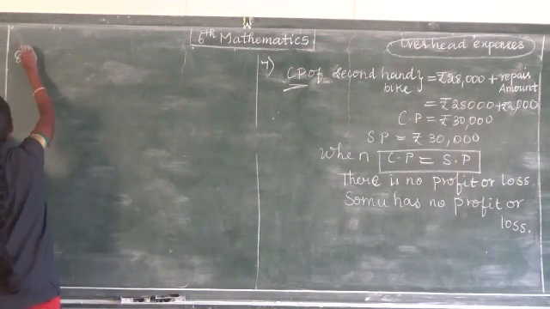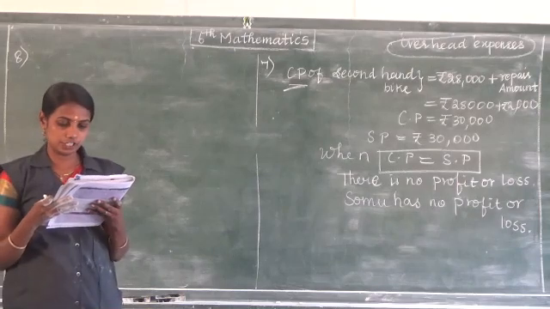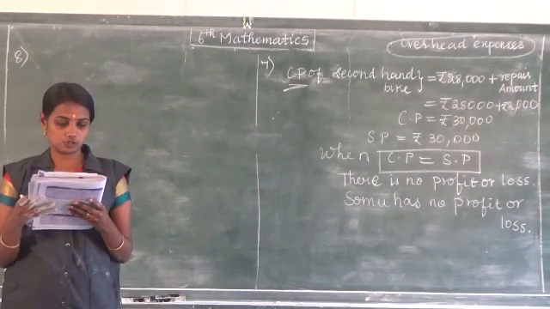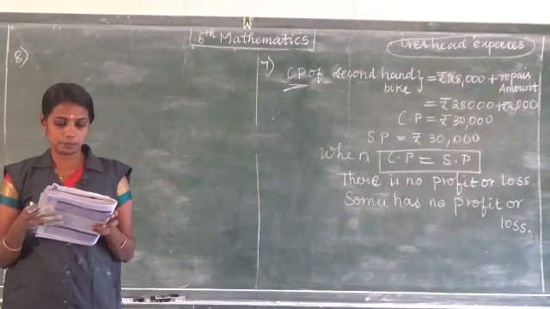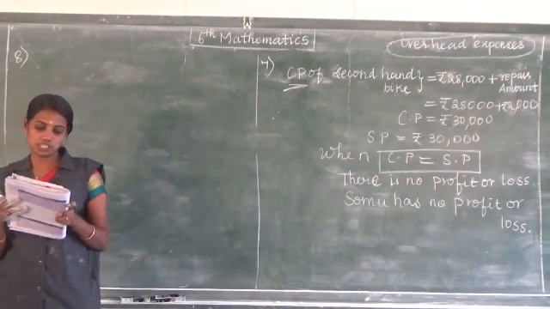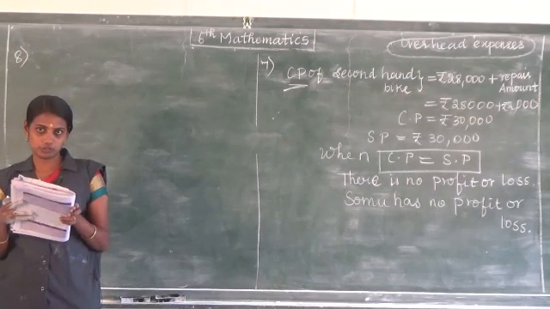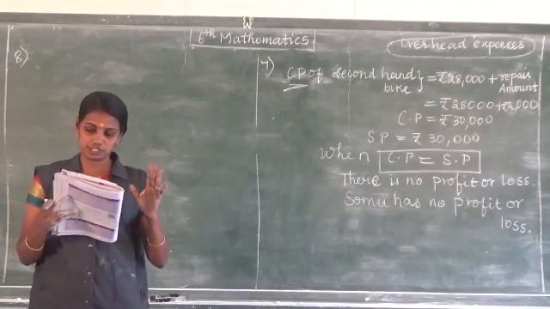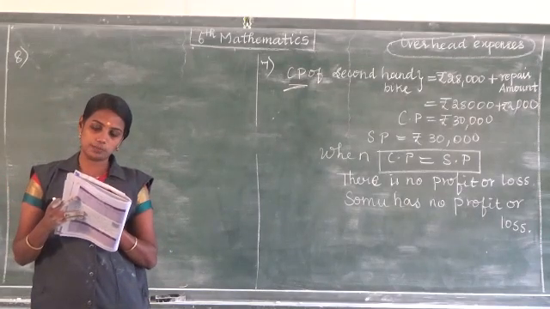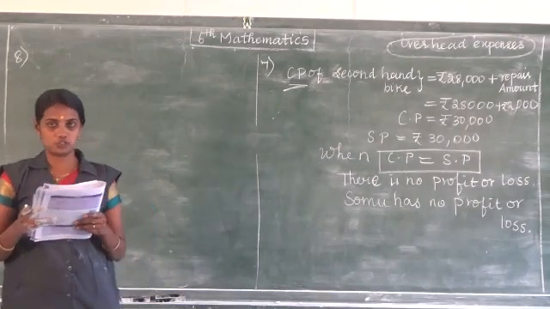Question number 8. Muthu has a car worth 8,50,000 and he wants to sell it at a profit of 25,000. What should be the selling price of the car? Okay, Muthu has a car worth rupees 8,50,000. So that is the cost price. Then he wants to sell at a profit of 25,000. What should be the selling price of the car?